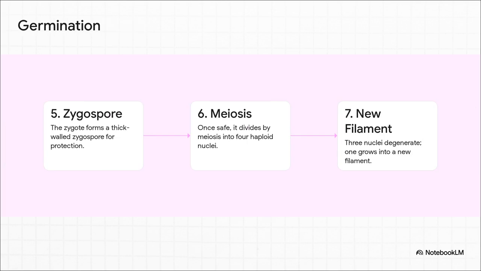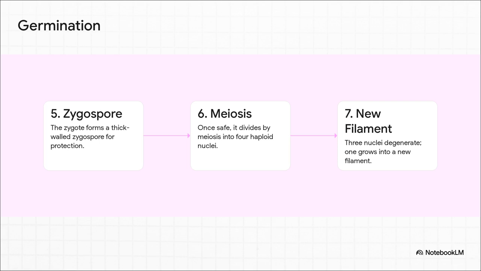But it doesn't end there. To survive those bad conditions, the zygote builds a super tough, thick wall around itself, becoming a zygospore. Think of it like a seed in suspended animation. It can just sit there dormant for a long, long time, just waiting. And when conditions finally get better, it springs back into action.